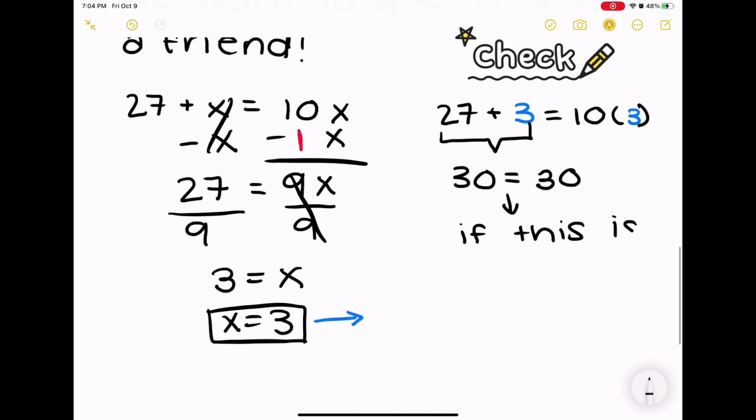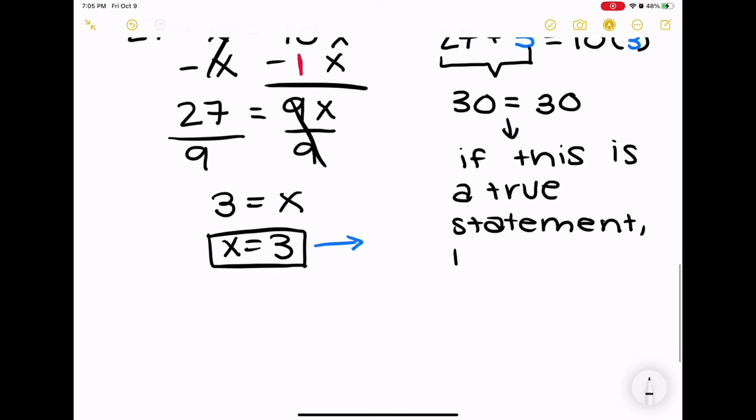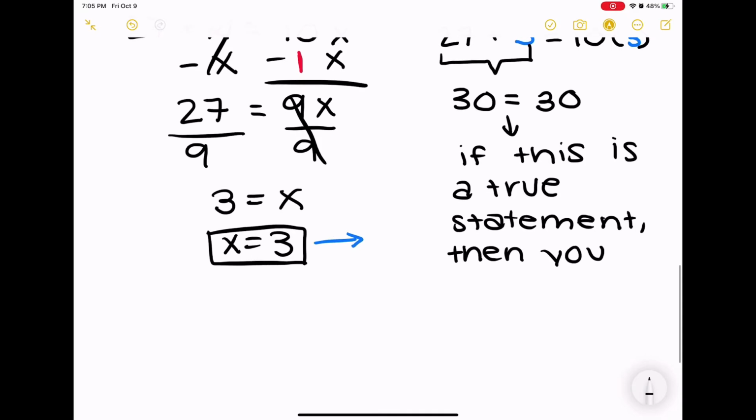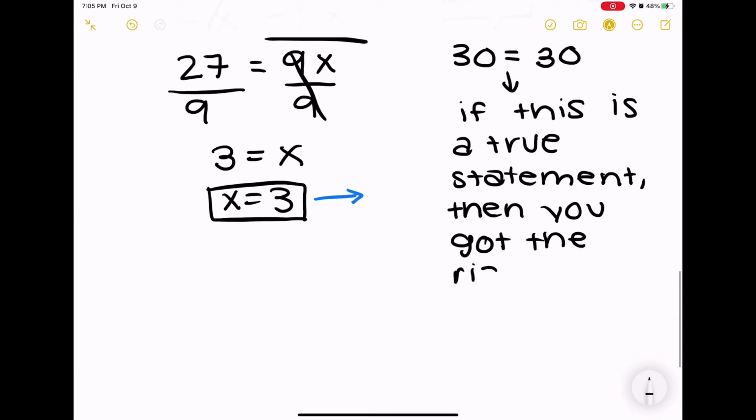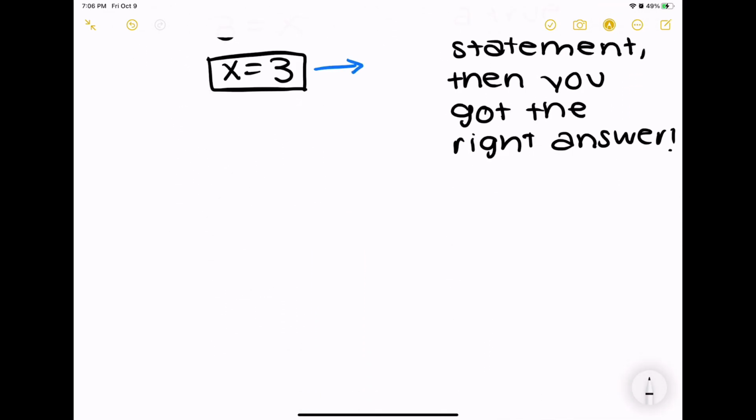Now, if the statement that you get from here is a true statement, meaning you're not getting 7 is equal to 5, because those are not equal, 7 is greater than 5, then you know your answer is correct, because no other number can be in that place other than the number that you chose, if that makes sense. So the best way to know if you got the correct answer is to just plug it in. It's really simple, and you will ensure that you got the right answer.